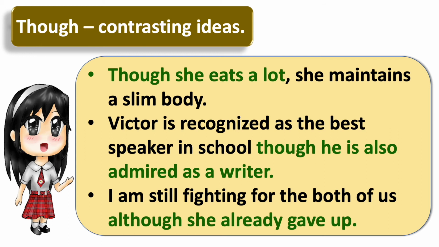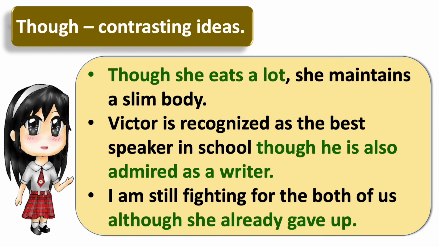If the subordinating conjunction is located at the beginning of a statement, a comma is placed at the end of the dependent clause. Next example, Victor is recognized as the best speaker in school, though he is also admired as a writer. Here, though is used to show contradiction. He is recognized as the best speaker, but it contradicts this by saying that he is also admired as a writer. As you may also notice here, we didn't place a comma if the subordinating conjunction is located in the middle part of the sentence. Next, we also have another example. I am still fighting for the both of us, although she already gave up.